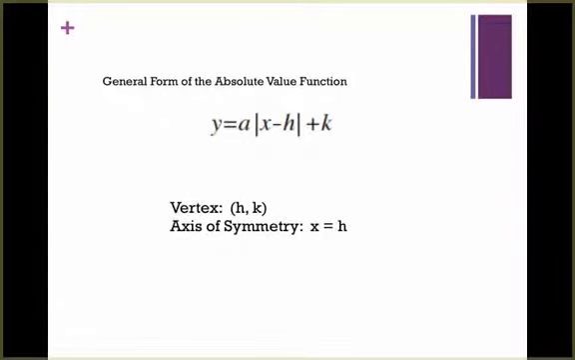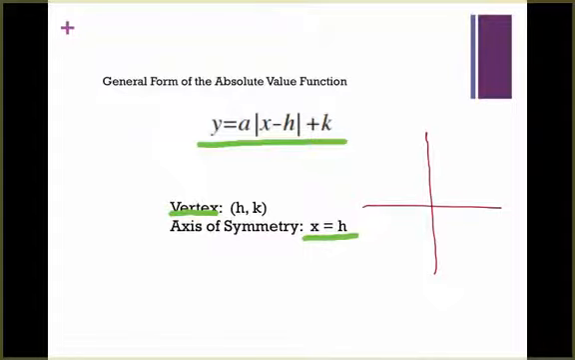Now let's take a moment to look at what we call the general form of an absolute value function. Our general form looks like this: y equals a times the absolute value of x minus h, plus k. We call the point h, k the vertex, and then we also have an axis of symmetry, the line x equals h. That would be a vertical line. So let's go back and just very quickly look at what we did with y equals the absolute value of x. When I had that graph, make sure we understand what we're talking about here.